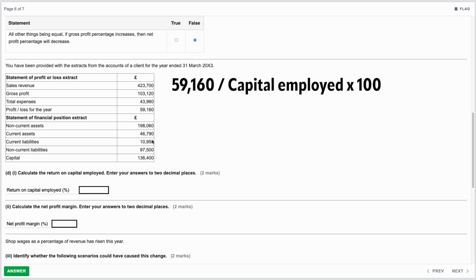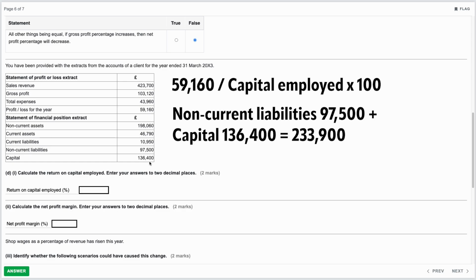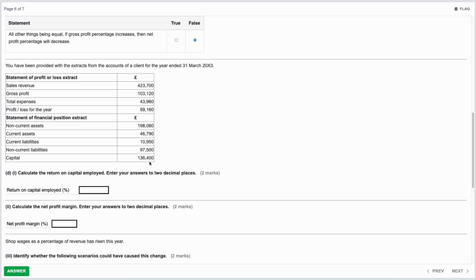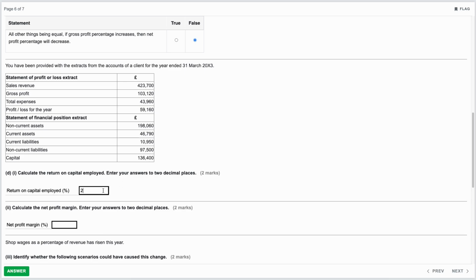Now for this example, I'm going to use the non-current liabilities and capital. So add the 2 together, which gives you a figure of 233,900. So I would do the profit of 59,160 over the capital employed of £233,900 times 100 because it's a percentage, and that would give you a return on capital employed of 25.29 to 2 decimal places.